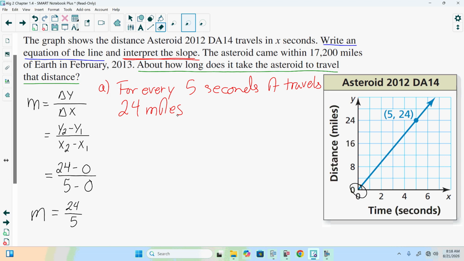Yep. X-axis is normally time. Distance is y. We normally do that. I mean, there are some places where time could be the y-axis, but it's few and far between.